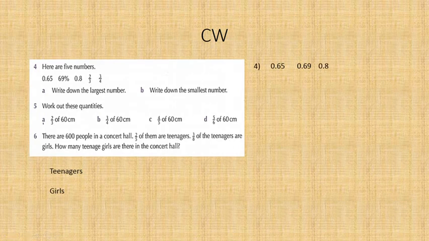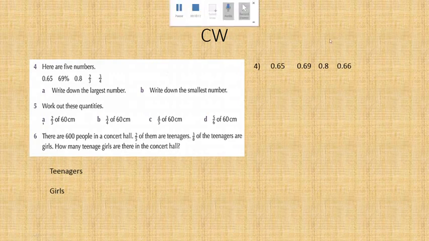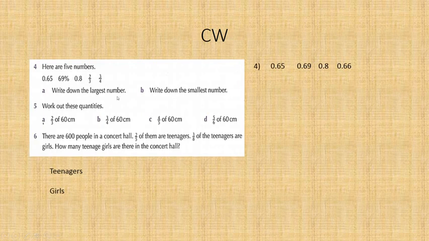2 over 3 means 0.666666, like infinite division, because 2 divided by 3 is going to be infinite division, which means it's 0.666, recurring decimals. Okay, so 3 over 4, if you change it by the best friend of 4, it's going to be 25, and up it's 25, so it's going to be 0.75. So right now, I can write down the largest number. So what's the largest number here in this list? Yes, it's 0.8. So the largest number is 0.8.